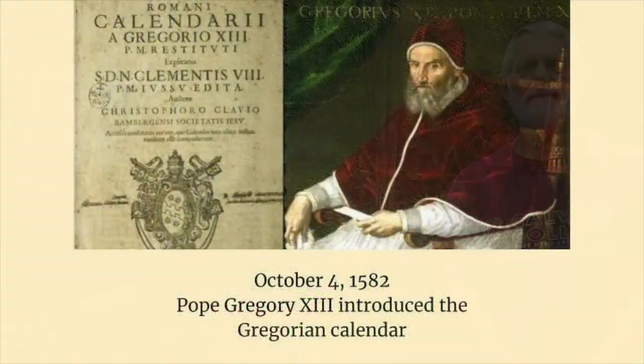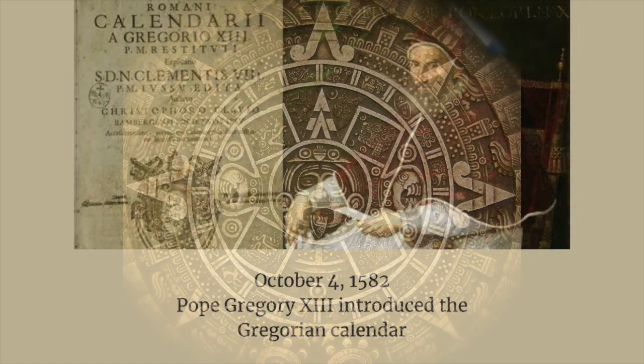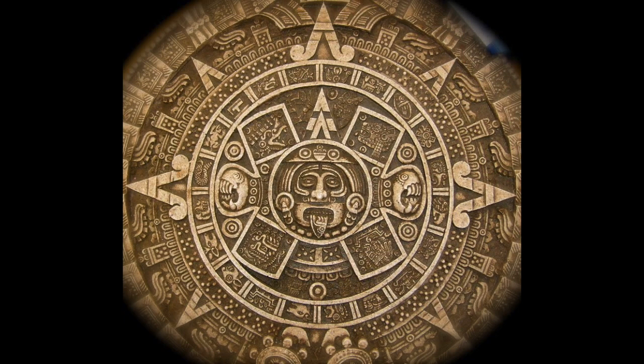Well, it was on this date, October 4, back in 1582, that Pope Gregory instituted our modern calendar, the Gregorian calendar. This is a Mayan calendar. So the ancient peoples had their own calendars, trying to make sense of sunrise and sunset.